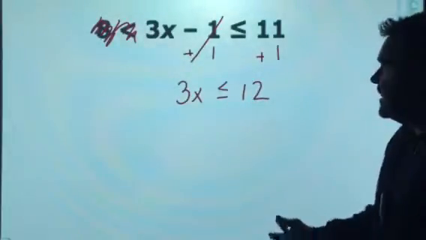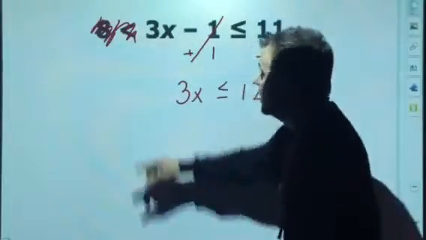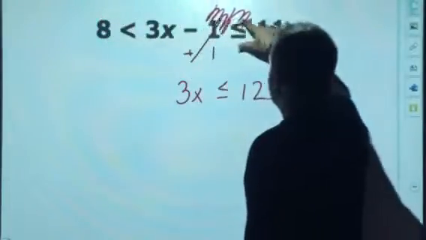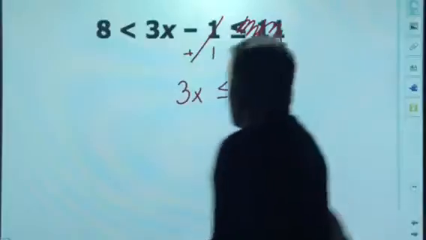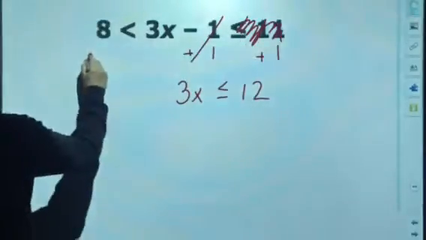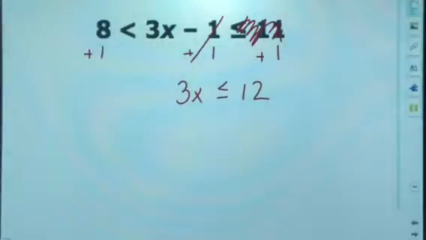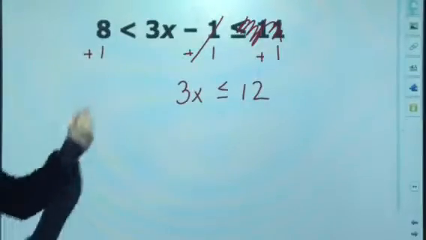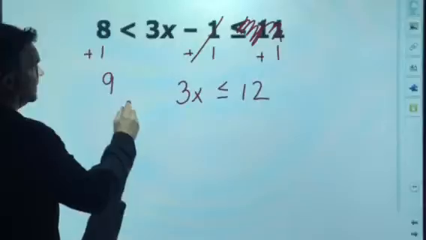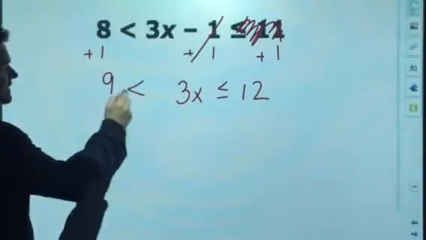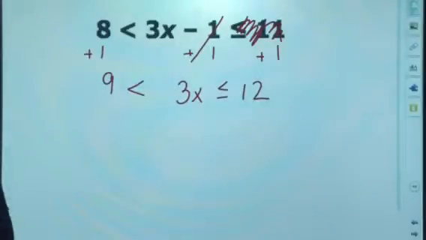Okay, and notice that we're actually going to do one more thing, where we're also going to add 1 to this side. That's just that one more level to put in place. So 8 plus the 1 is 9, and then we still have 9 is less than 3x.